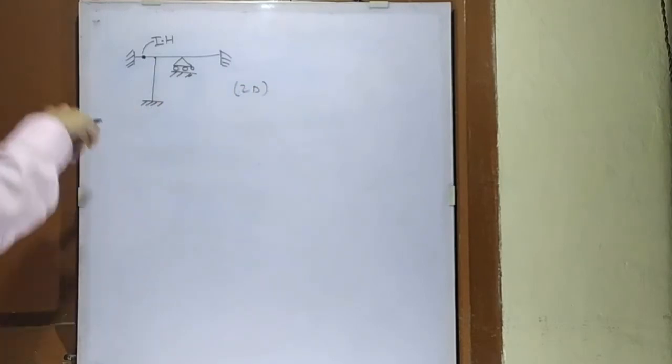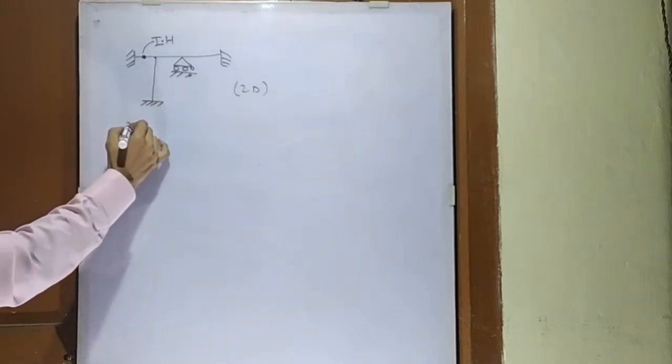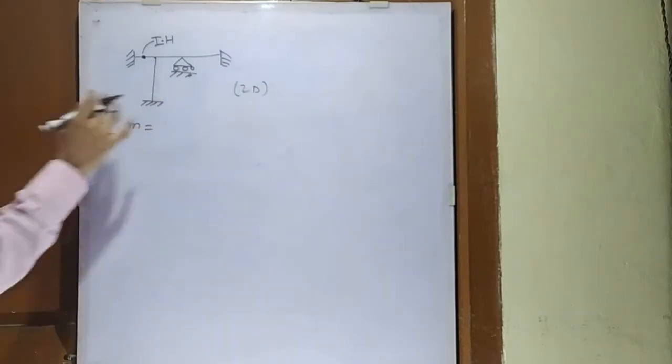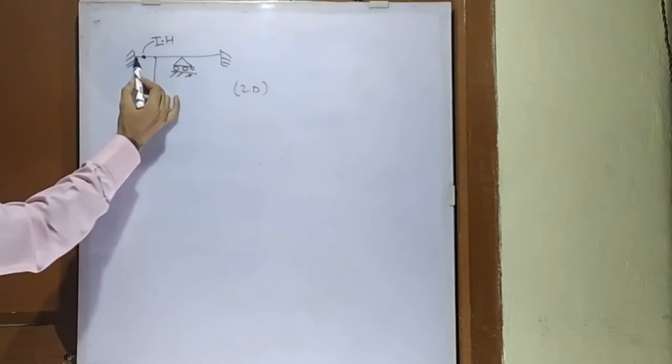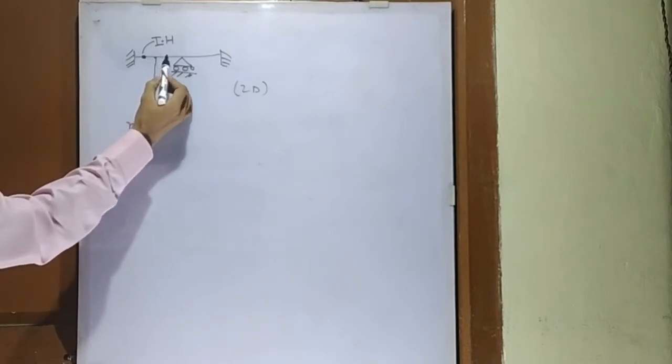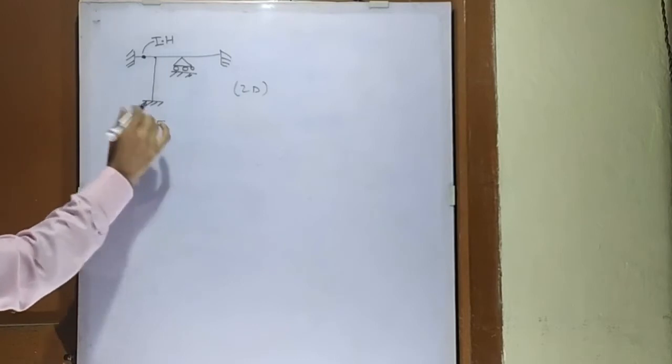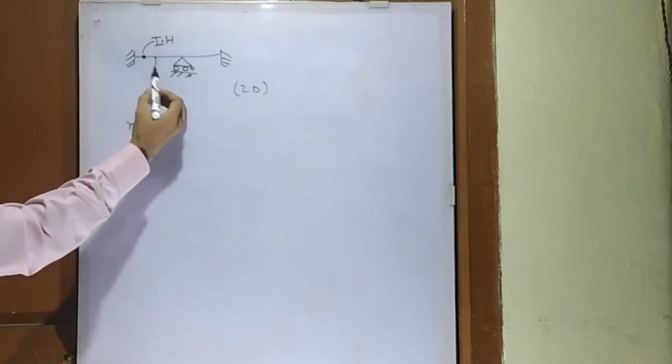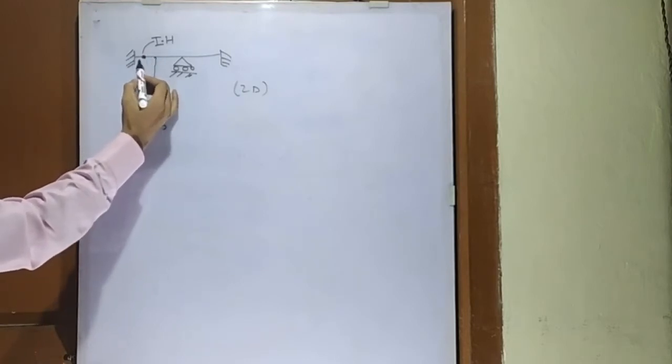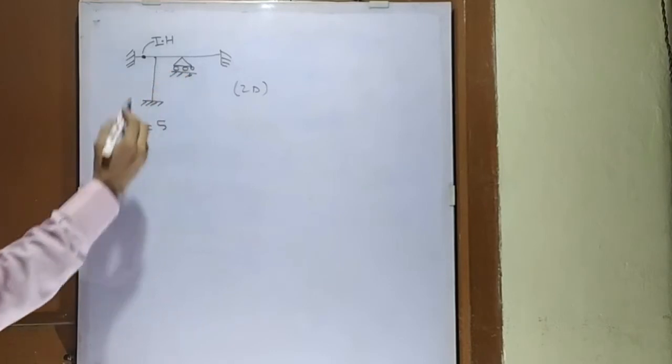Okay, it is also a 2D case. So we will find out the number of members. What is the number of members? 1 2 3 4 5. The number of members is 5. Because there is a hinge, we will count these two members separately: 1 2 3 4 and 5.